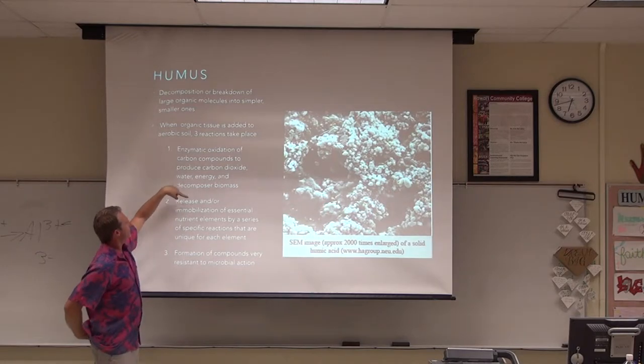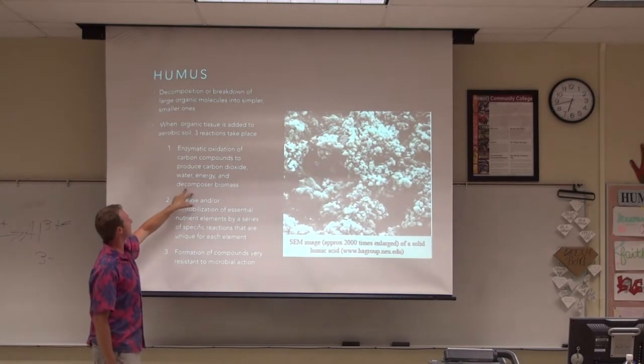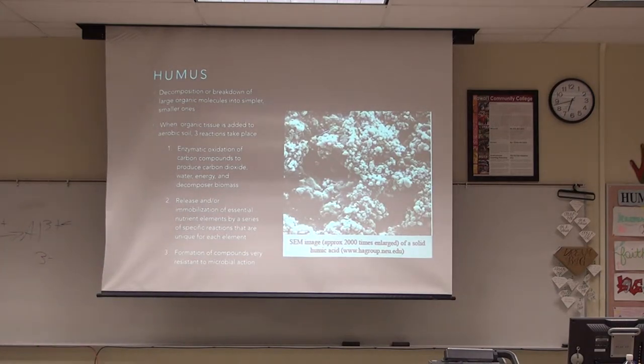Producing carbon dioxide, water, and energy, as microorganisms consume something, they get energy, and it decomposes biomass. It also releases and or immobilizes essential nutrient elements by a series of specific reactions that are unique for each element. So the nitrogen or the phosphorus that is in the leaf goes through different biological processes, and the breakdown of each one of those molecules is done by a different microorganism or a different clade or series of microorganisms.